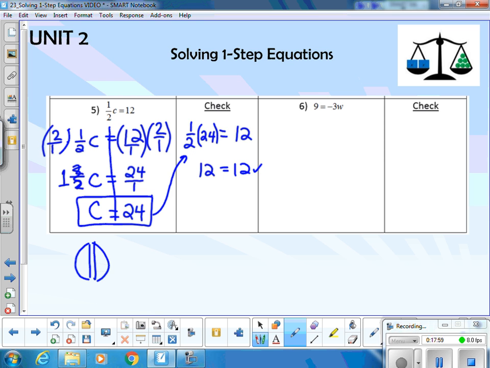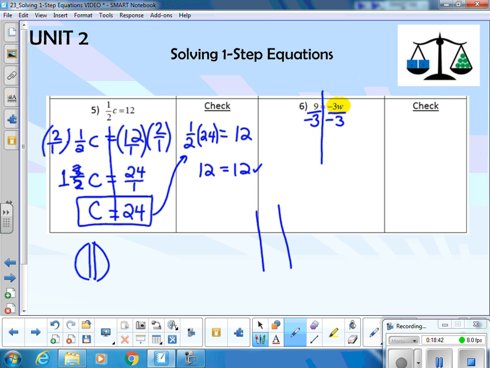Okay, let's look at our last one on the first page. It's a little backwards, so we have 9 equals negative 3w. So where's my variable? It's right here. Now I have to ask myself what's being done. I have negative 3, it's not subtracting 3, that's a negative 3 times w. So to undo that, I have to use the opposite of multiplication, which is division. So I'm going to divide, here's my two sides, and I have to divide by exactly what's being multiplied. In this case, it's a negative 3. So if I divide by negative 3 here, I have to divide by negative 3 here.